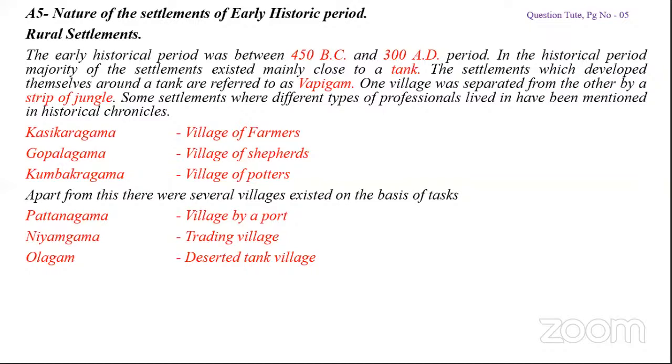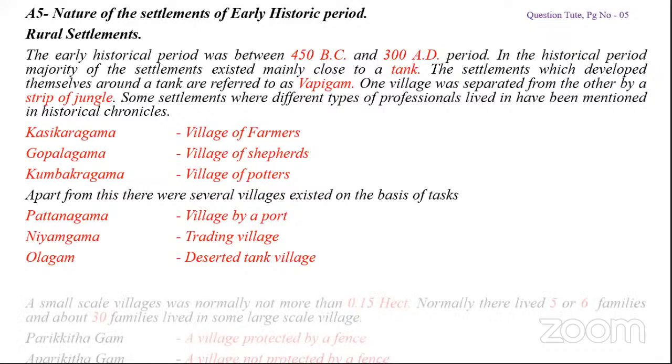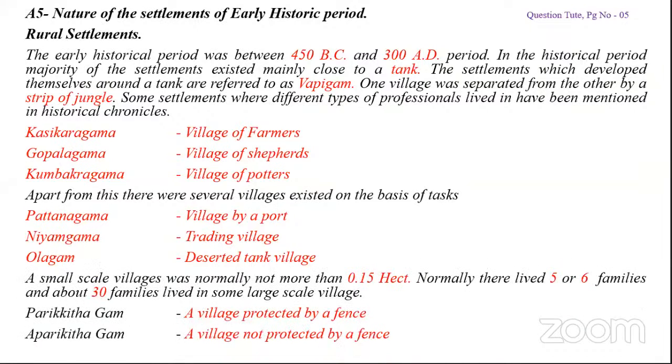Apart from this, there were several villages existing on the basis of tasks. Pattanagam, a village by a port. Niyamgam, a trading village. Olagam, a deserted tank village. Small scale villages were normally not more than 0.15 hectares. That was the size of a small village. Normally 5 to 6 families lived there. I showed you the structure of a village, 5 to 6 families, and about 30 families lived in some large scale villages.